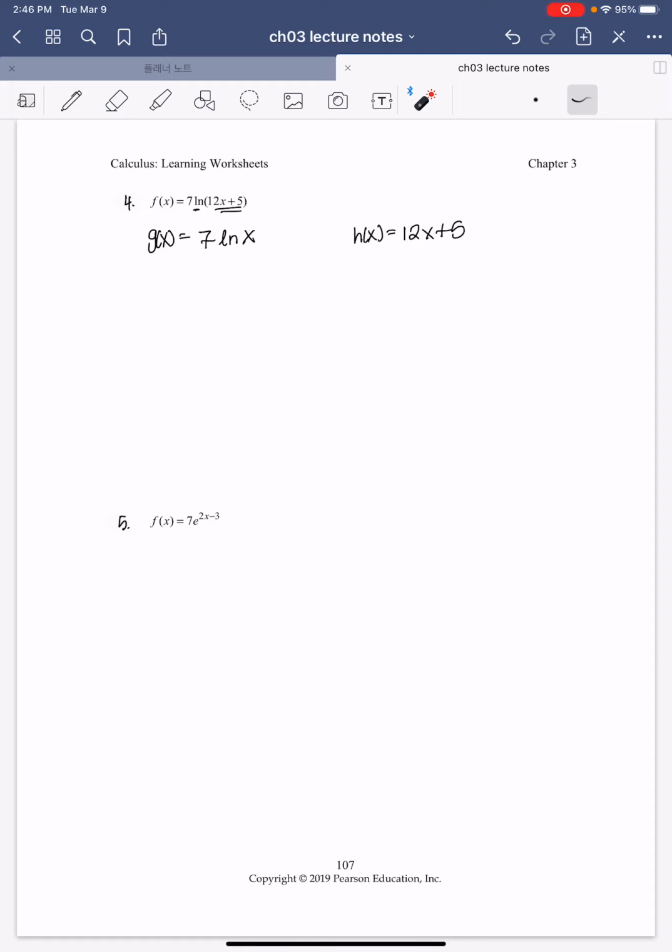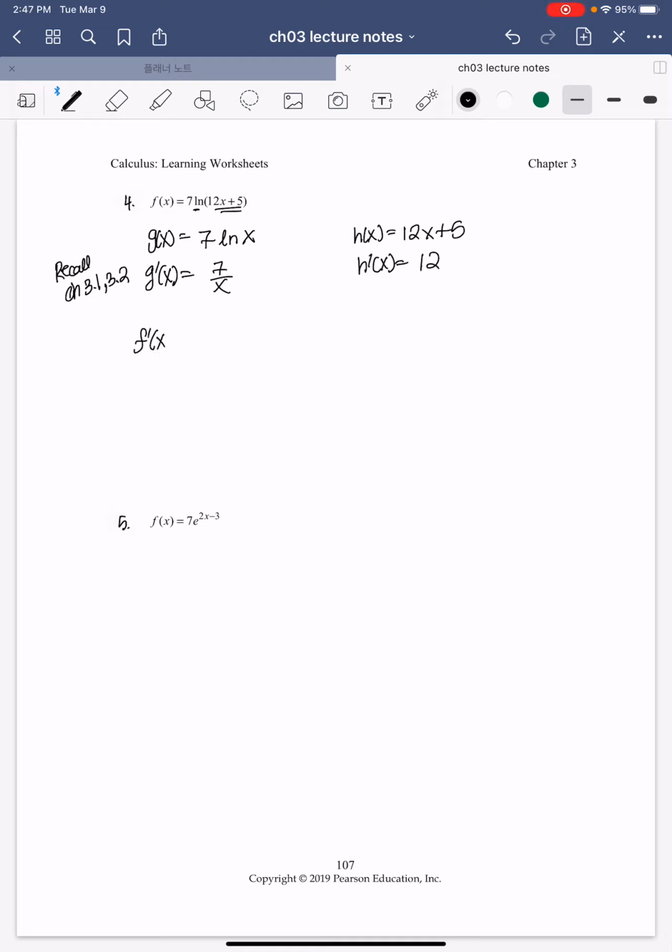Here, g prime of x, recall chapter 3.1. We did derivatives in 3.1 and 3.2, which is last week's material. We learned how to take the derivative of ln x. The derivative of ln x is 1 over x, so this will be 7 over x. h prime of x will be just 12. So we are now ready to do the chain rule.